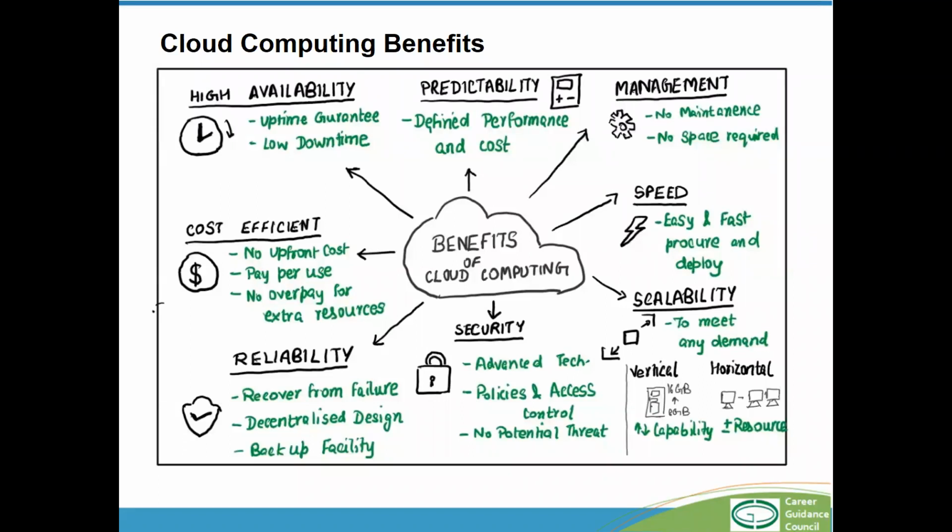AWS tells you that if you use my cloud services, you will get these benefits, like high availability. My services have 99.99% high availability. If you opt for my server from AWS, I give you the guarantee that 99.99% of the time my server services will be available for you. Predictability, management, speed. Speed for the business has tremendously improved.